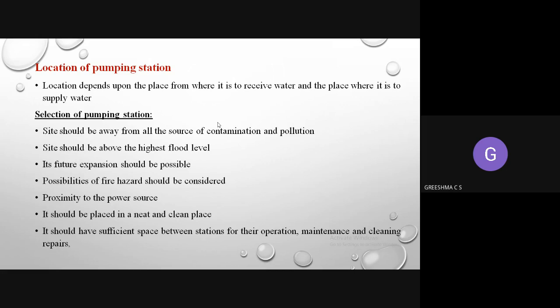Mostly it is on the upstream side. If you take a river, mostly on the upstream side you will have the maximum amount of water. So you can choose correspondingly, a place where you will get the maximum depth of water.